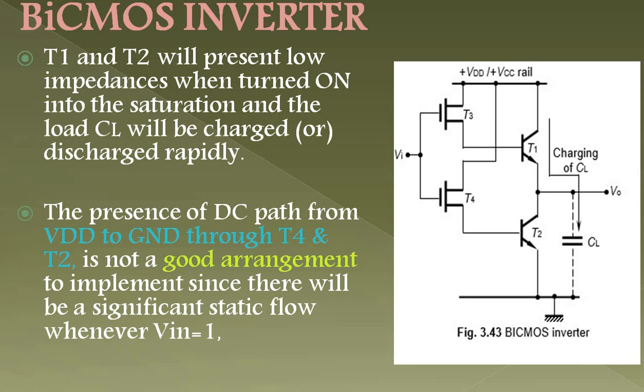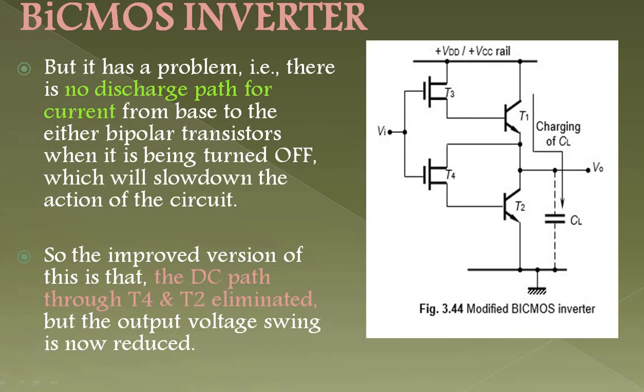When we are giving 1 as the input voltage, there is continuous running of the current which makes your circuit slow. But it has a problem that there is no discharge path for the current from the base of either bipolar transistor when it is being turned off, which will slow down the action of the circuit.